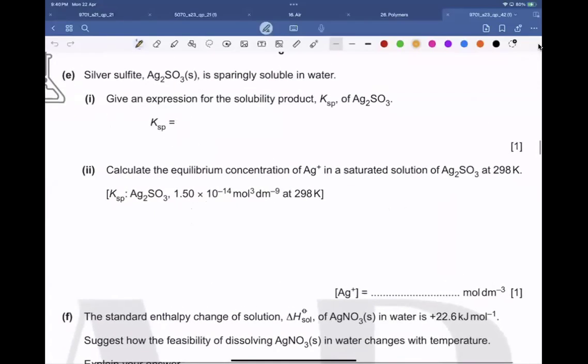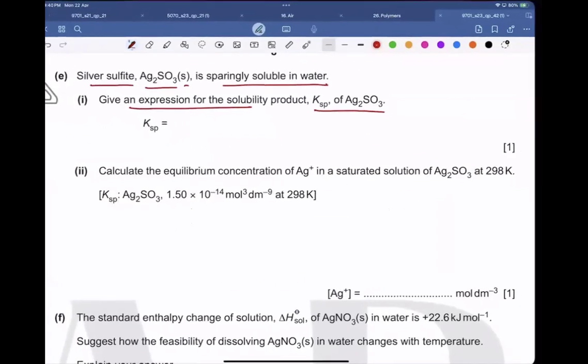So E part 1, silver sulfide Ag2SO3 solid is a sparingly soluble salt in water. So the sparingly soluble are the ones which usually dissolve in a smaller amount. Give an expression for the solubility product for Ag2SO3.